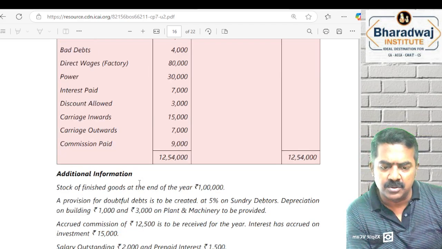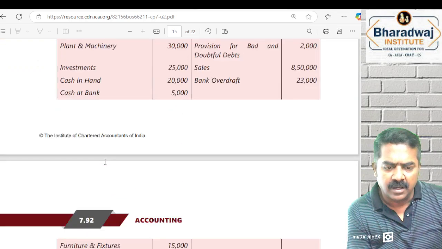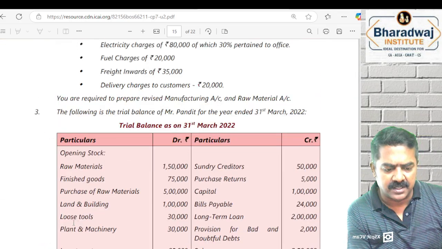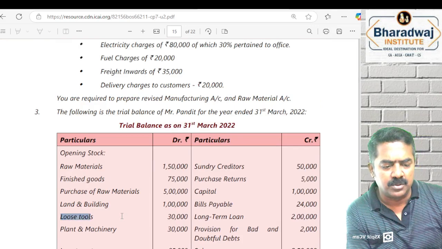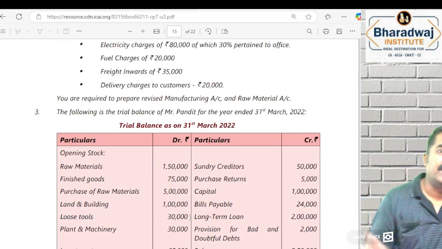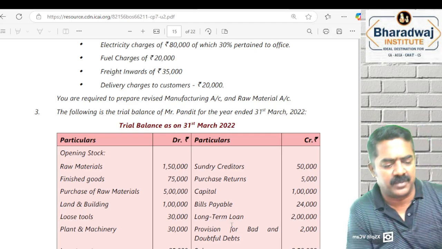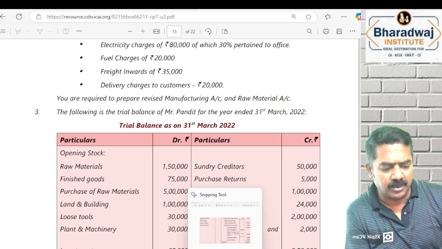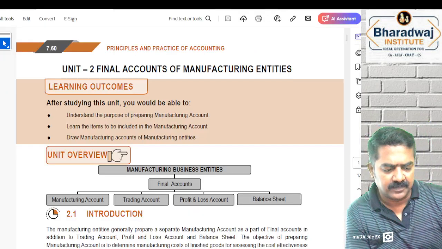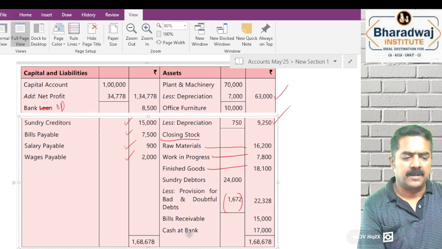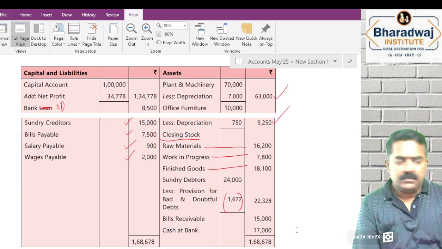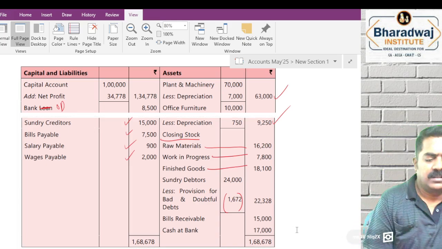வேற எங்க கொடுத்துருக்காங்க loose tools? எதுவுமே கொடுக்கலன்னா loose tools will come as an asset. If nothing is given, loose tools will come as an asset. Only consumed will come in what? Manufacturing account. இங்க எதுவுமே கொடுக்கலன்னா it will come as an asset. ட்ரை பண்ணுங்கப்பா. That practical question.